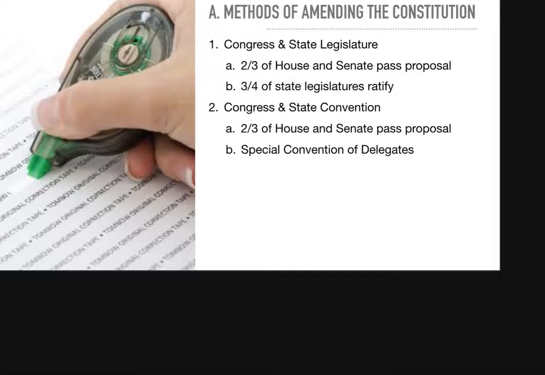One amendment has been approved this way, and that was the 21st Amendment. 21st Amendment tells us what? Just a little foreshadowing here to what we're going to be learning, going over.